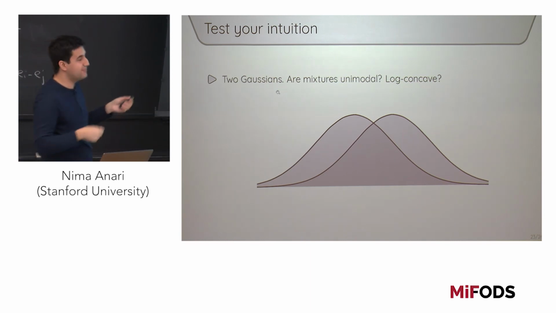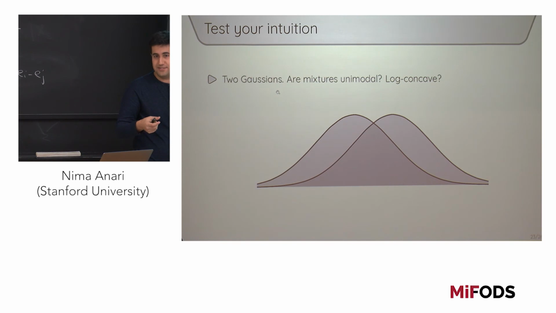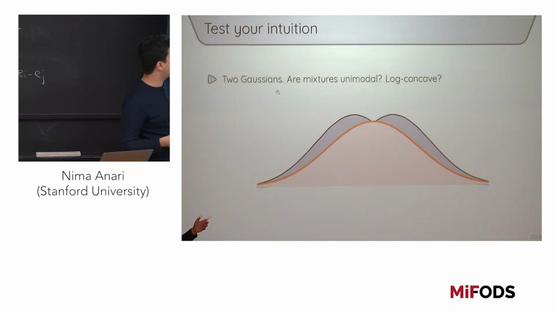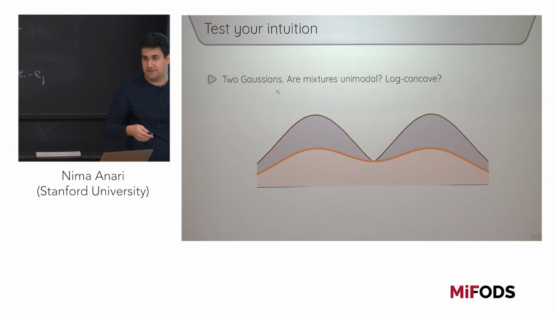So think of two Gaussian distributions, right? They are log concave, they're unimodal, whatever property you want. And I can ask the question, are the mixtures of these two Gaussian distributions log concave or unimodal? Okay. So in this picture, all of the mixtures are going to be both log concave and unimodal. But if I start from Gaussians that are far apart, this is no longer the case. I get a bimodal distribution somewhere, right?